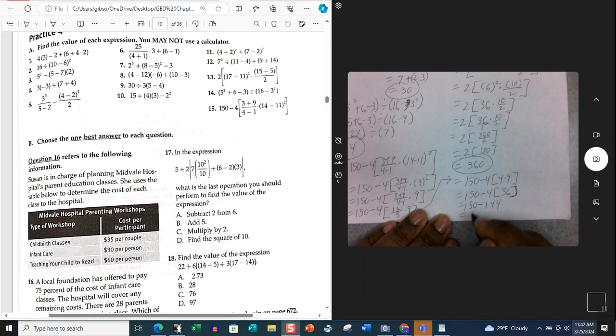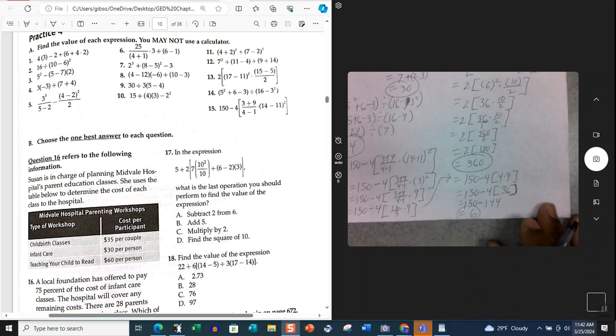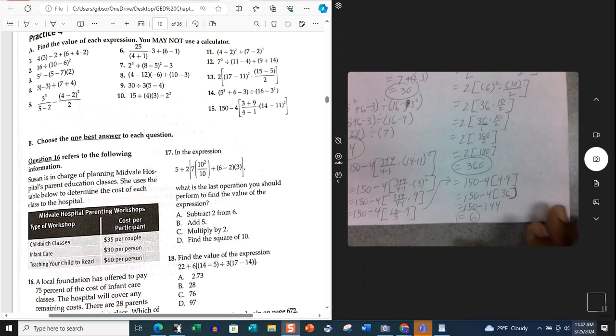150 minus 144 is 6. So your answer for problem 15 is 6.